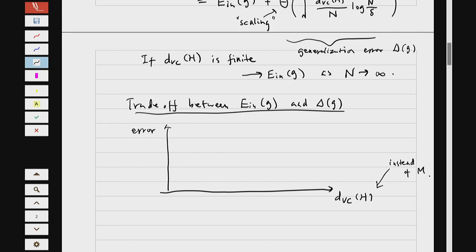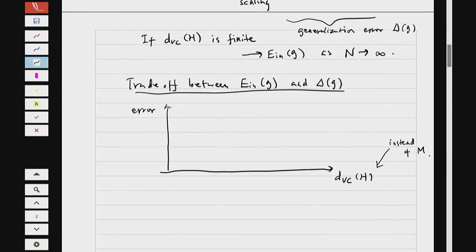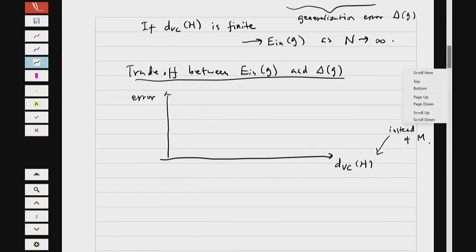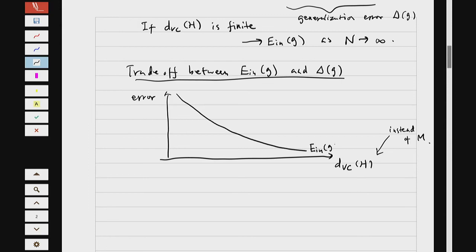So when we have larger DVC, the model is more complex, and therefore the in-sample error is bigger or smaller? Smaller, because you have more hypotheses to fit the data, right? The in-sample error goes down, like that. This will be your E in of G.